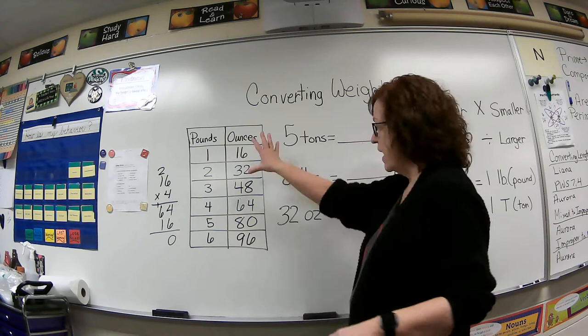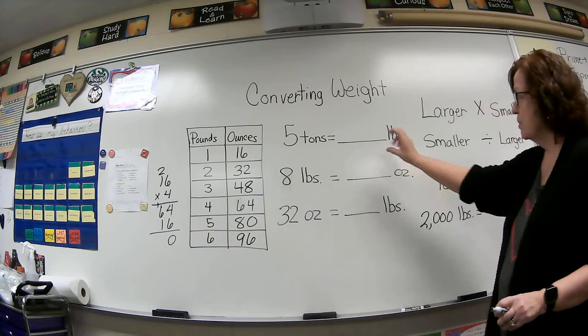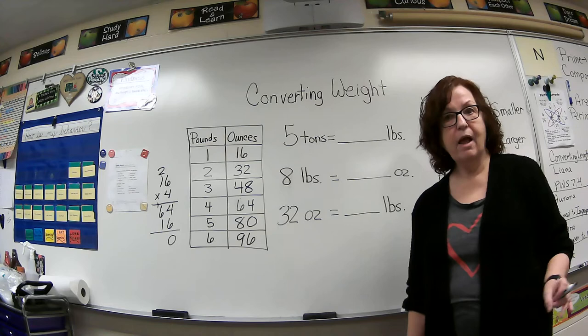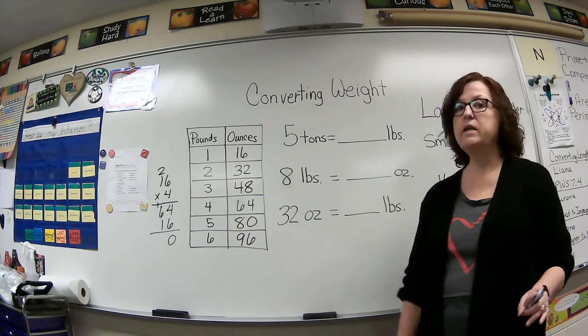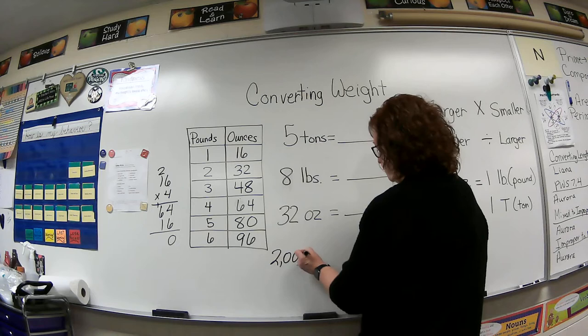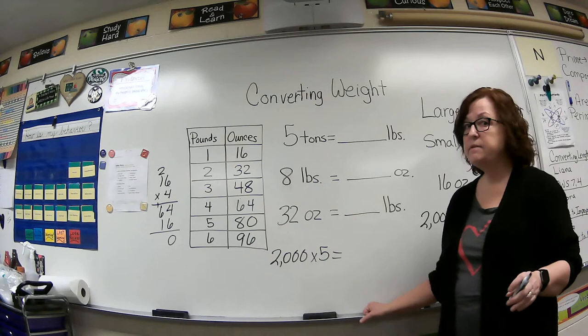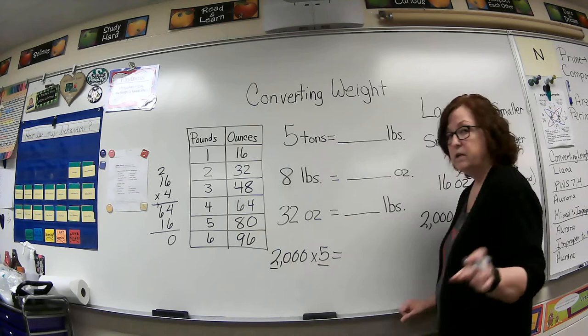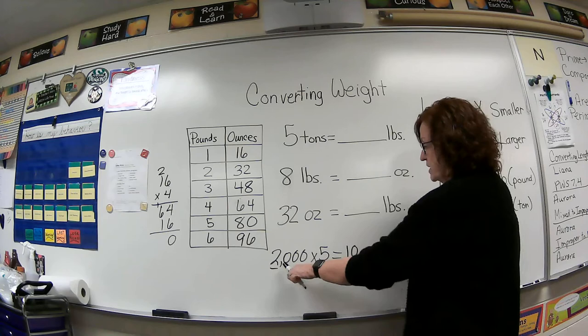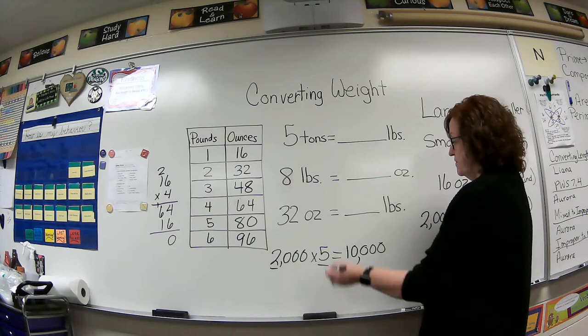Okay, all right, so let's do some work over here. 5 tons would be how many pounds? Well, I know there's 2,000 pounds in 1 ton. So I'm thinking 2,000 times the 5. And you're like, oh, that's awful big numbers there, Mrs. Phillips. But remember, we learned how to do this a while back. Do your basic fact. 2 times 10, or 2 times 5, I mean, is 10. And then tack on 3 zeros. So 5 tons is actually 10,000 pounds. That's a lot of weight.